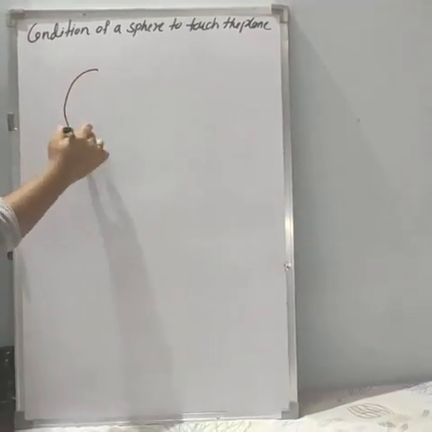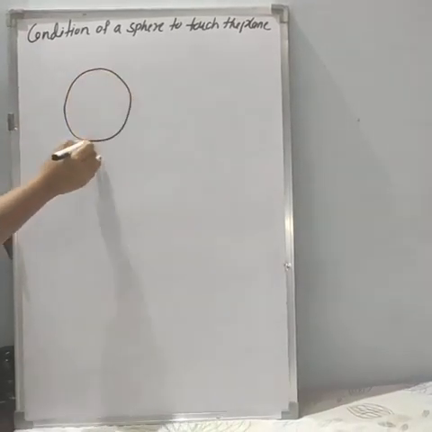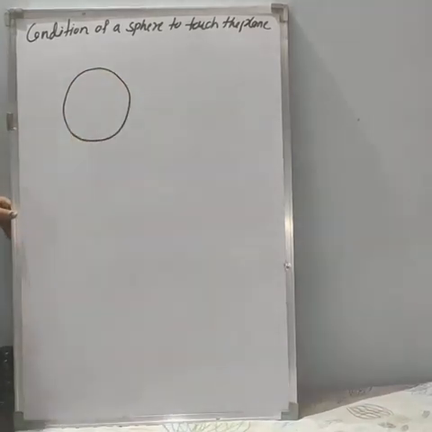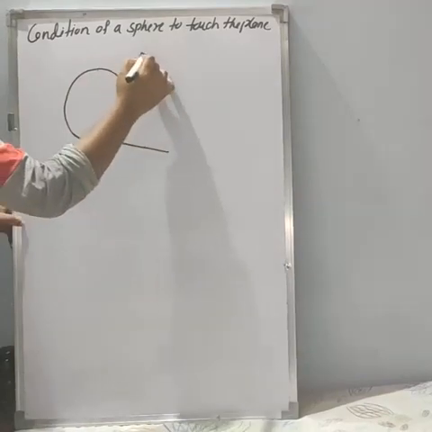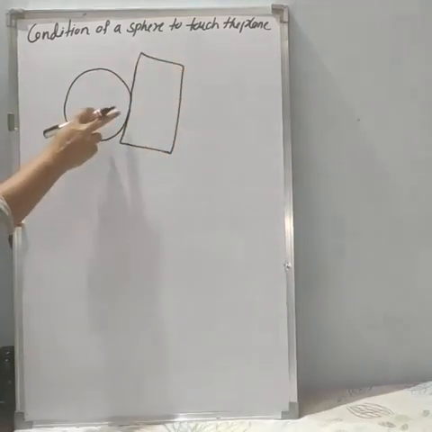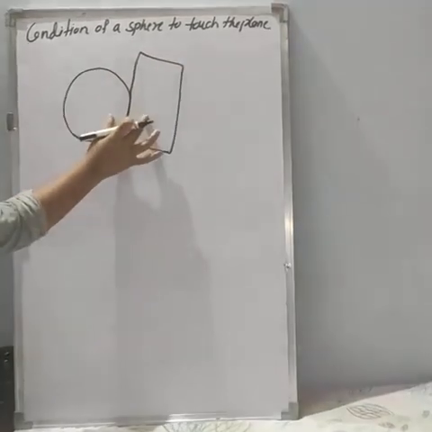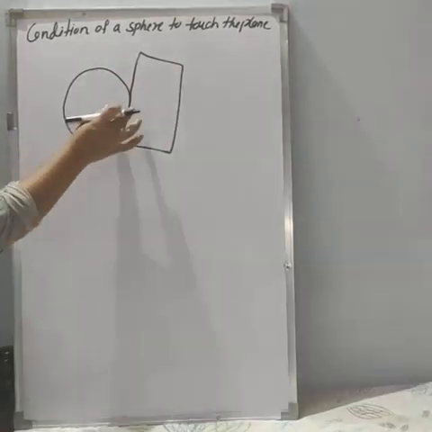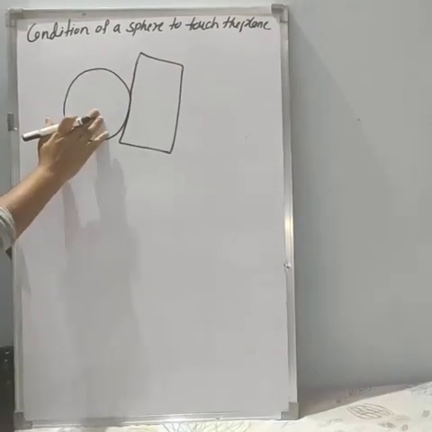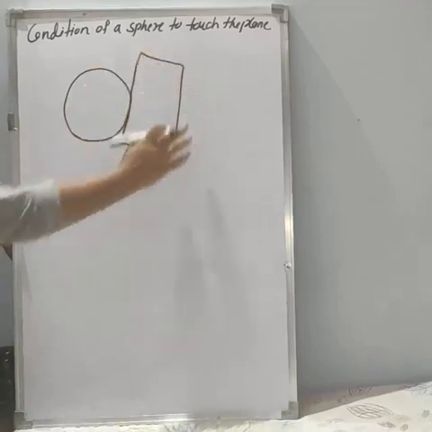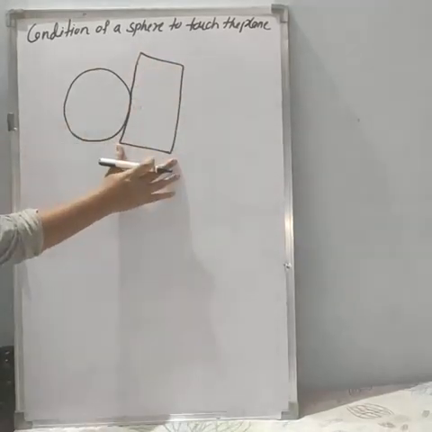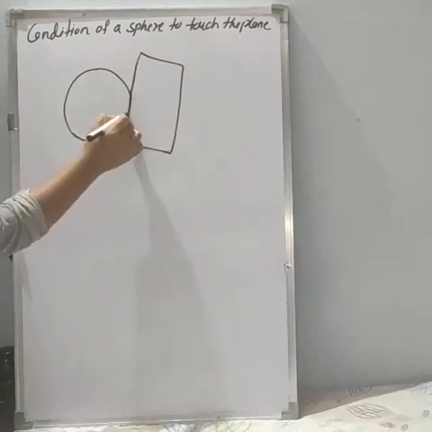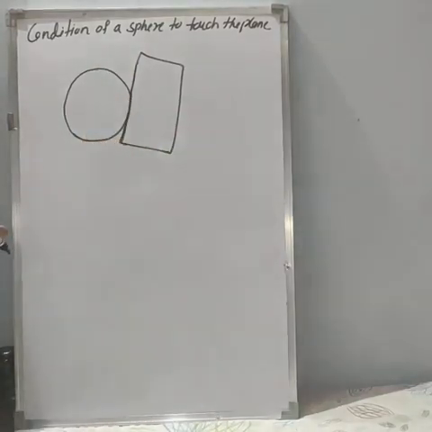This is your equation of a sphere, and suppose this is your equation of a plane. If the sphere and the plane touch, or we can say this sphere touches the plane, exactly like this, because here it exactly touches. But what is the condition for that?